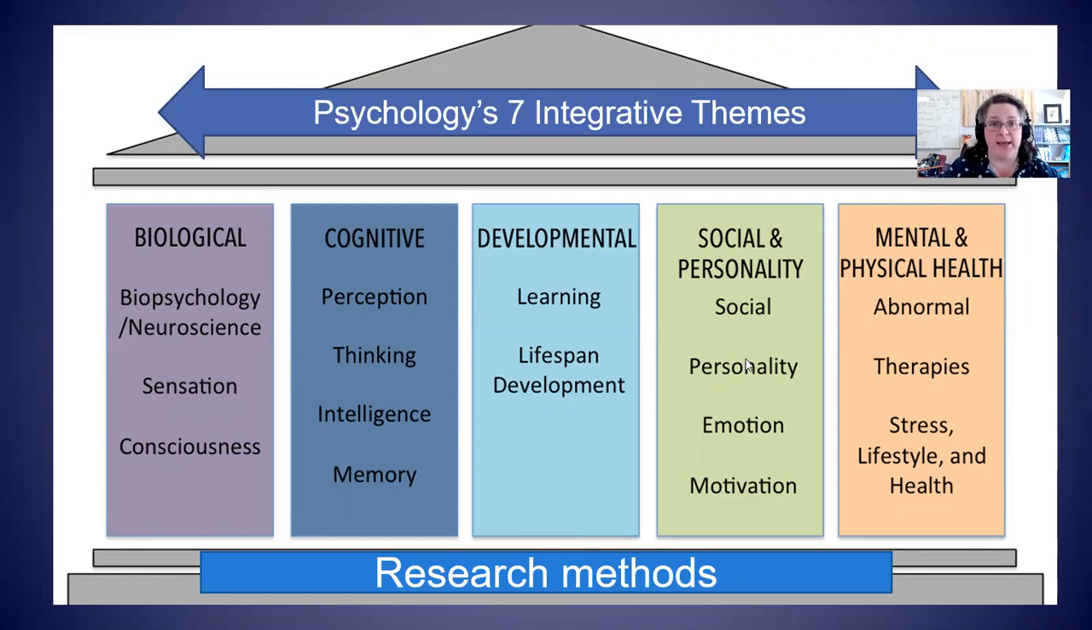So, imagine a large Greek architectural building. It has a nice sturdy base and it has these pillars and then an arching roof, a vaulted roof. In our model, the base is represented by research methods because remember, psychology uses the scientific method. So in order to do a good job with understanding psychology, you have to be able to understand the principles of good research method.